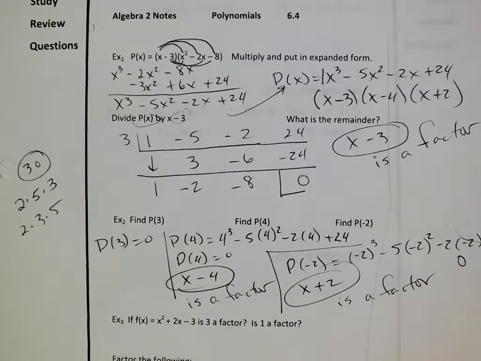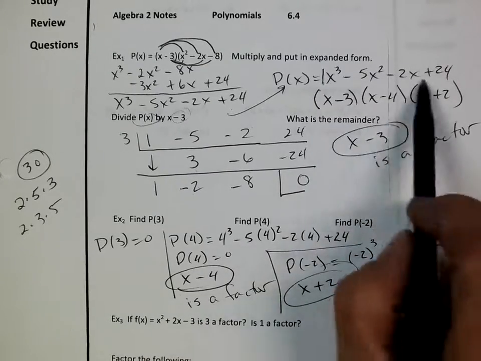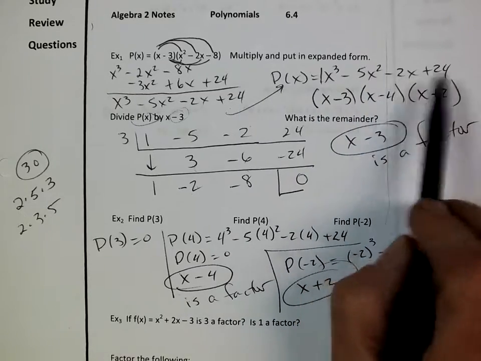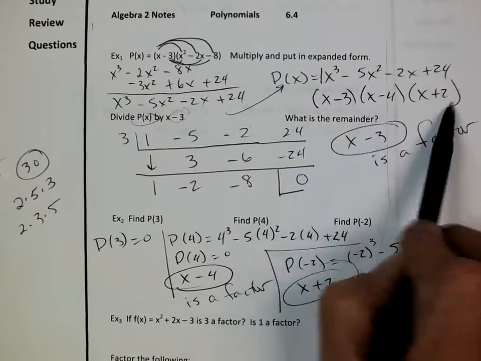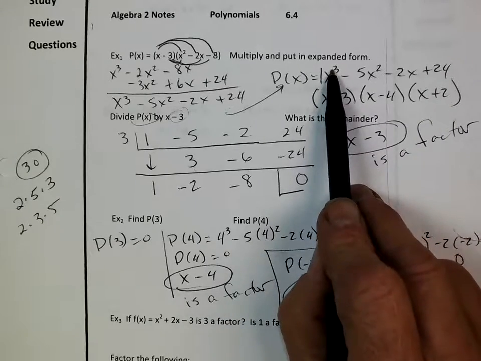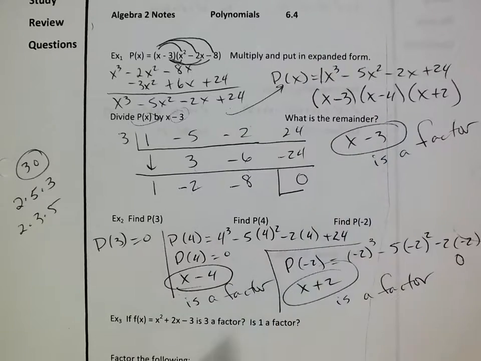And if you want to take the time, which I won't, multiply it all out, you will get x cubed minus 5x squared minus 2x plus 24, because these are all three factors, right? And it has only 3 because of the x cubed. There's my x cubed, okay? So it just shows us something that we know.